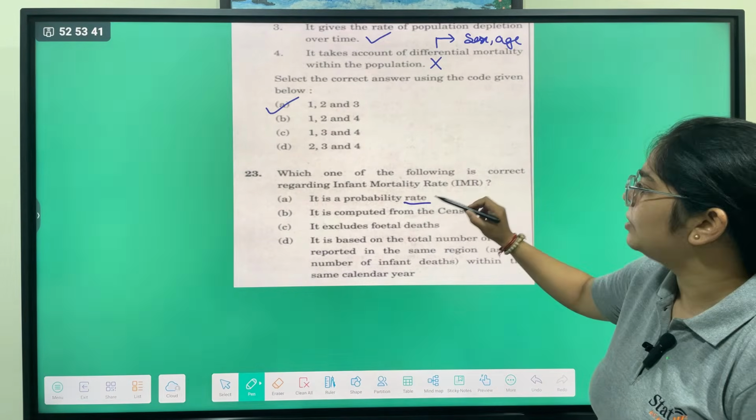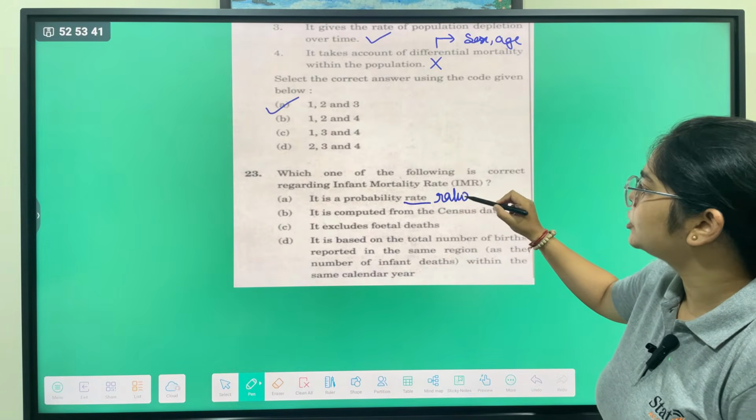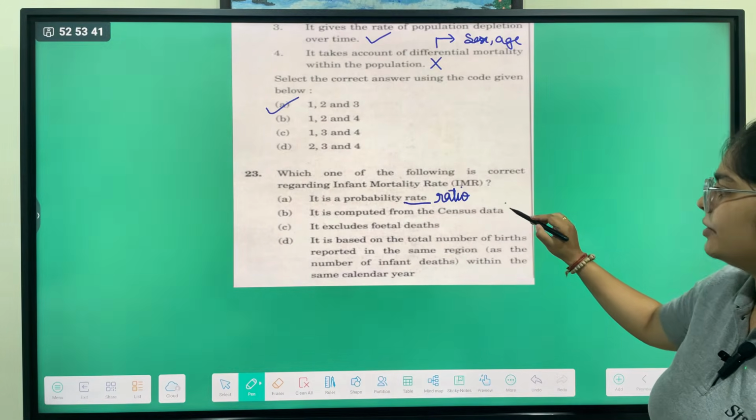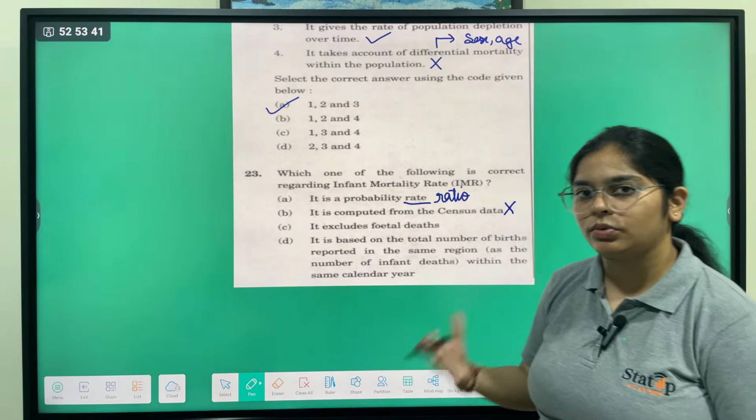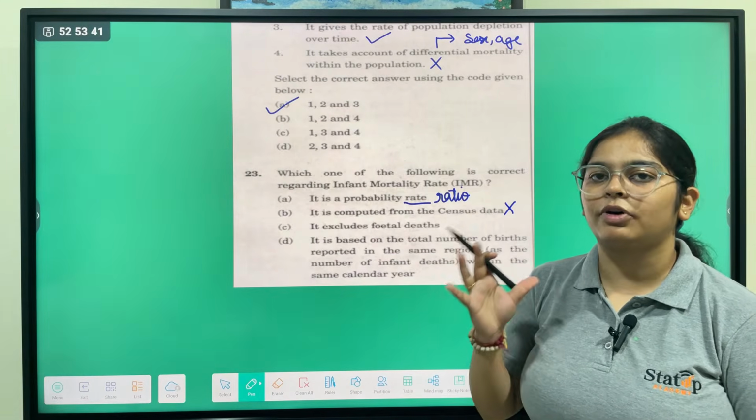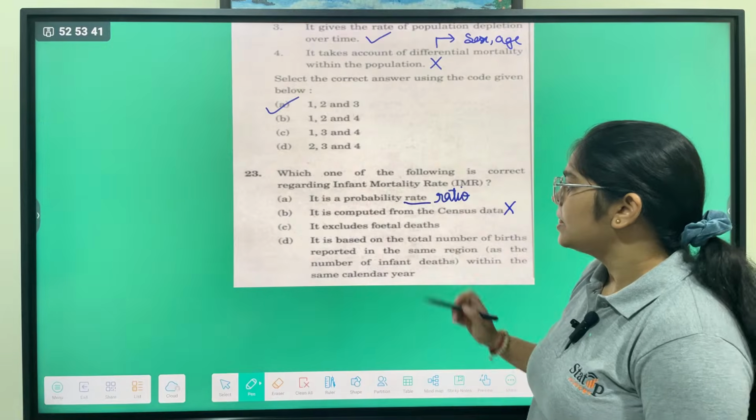Sorry, it is a probability rate. No, it is a probability ratio. It is computed for census data. No, this is not correct. It is not only computed for census data; it is computed for other purposes as well.